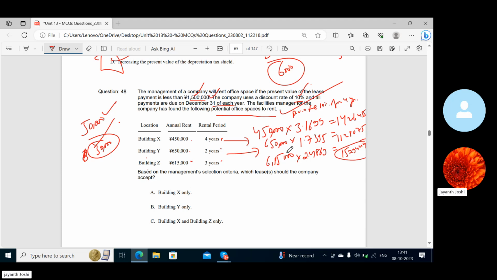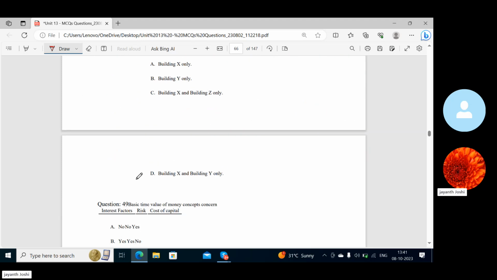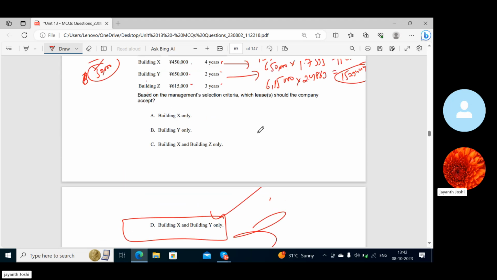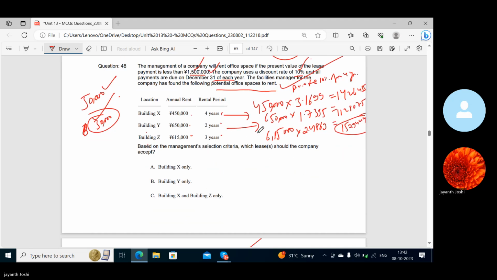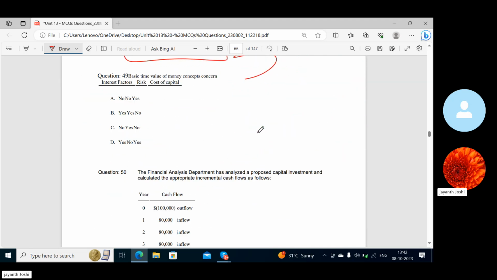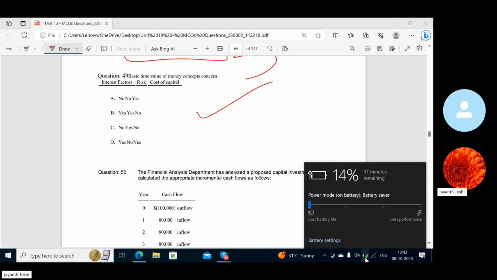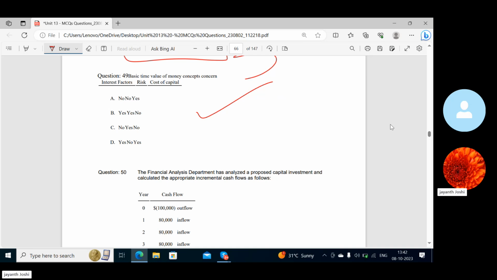Yes. So only they can consider what here? X and Y only. Yes. Okay. Shall we move forward? Yes. Next question. Basic time value of money. Just give me a second. You carry on, Samrin. I'll just shift to some place because there's no battery.